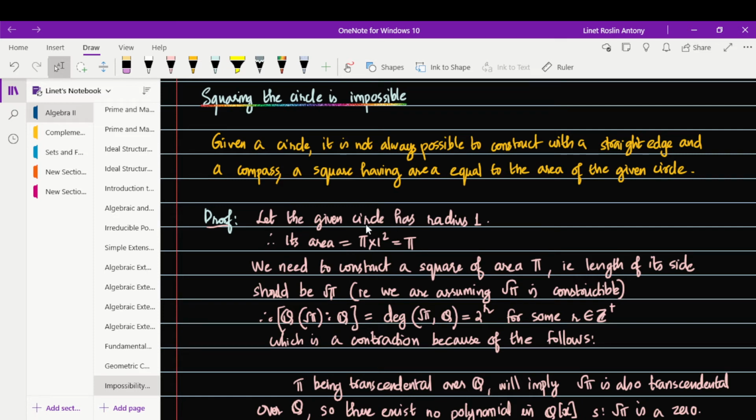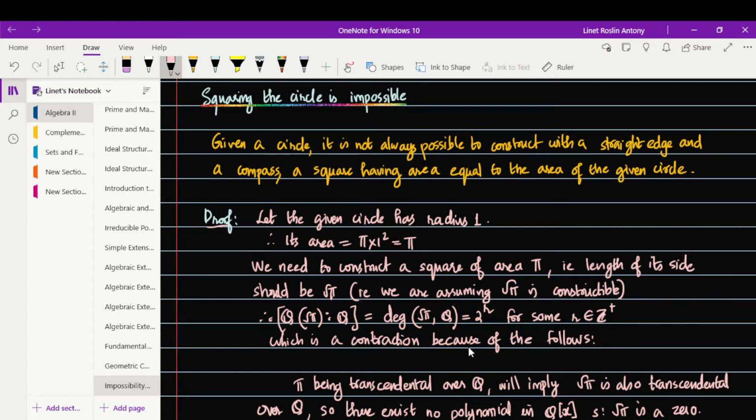So here also we are going to take a circle having radius 1. Its area correspondingly will be pi into 1 square, which is equal to pi. So we need to construct a square of area pi, right? That means the length of the side of that square will be square root of pi. That means we are assuming square root of pi is constructible. Therefore, the degree of the extension Q of root pi over Q is equal to some 2 power r, as we said in the last proof, for some r belonging to Z plus.